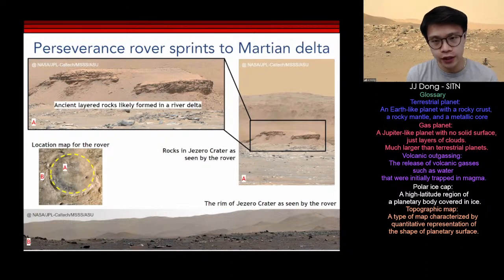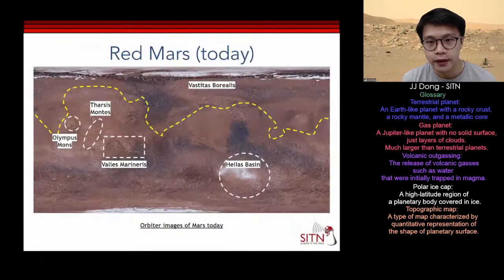So now back to water. We know there had been more water on the surface of Mars billions of years ago, but what does the early Mars actually look like with all that water? Next slide, please.